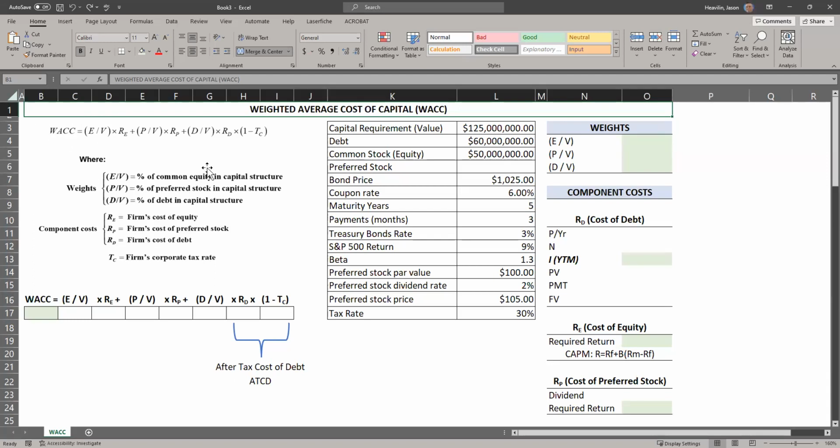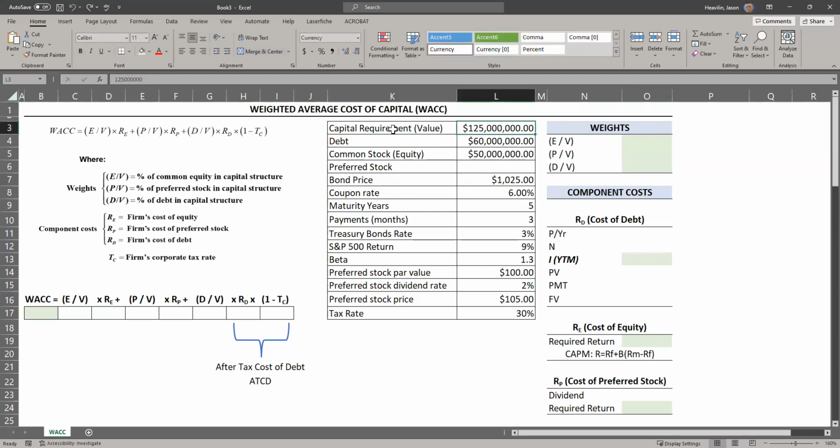So let's go over the example. In this example, we have a company that has a capital requirement of $125 million. So let's assume that the company is interested in going into an investment opportunity or project, and they need $125 million to do so. So typically speaking, there are three forms in which they can get that money: borrowing it, selling shares of common stock, or selling preferred stock. So those are the three ways they can go ahead and raise capital. So let's say they decide to take $60 million in debt, borrowing the money.